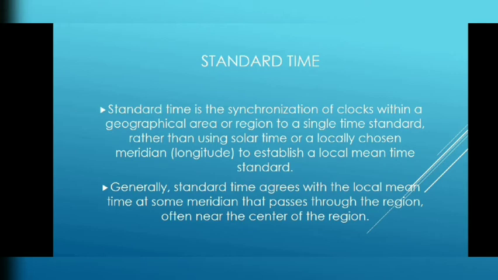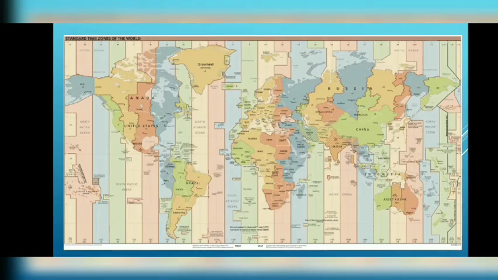Standard time. Standard time is the synchronization of clocks within a geographical area or region to a single time standard, rather than using solar time or a locally chosen meridian to establish a local mean time standard. Generally, standard time agrees with the local mean time at some meridian that passes through the region, often near the center of the region. Let us look at the map of the world with all the different time zones showing us the prime meridian and the International Date Line.